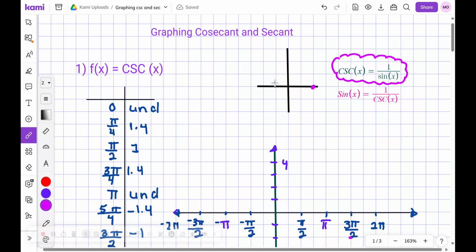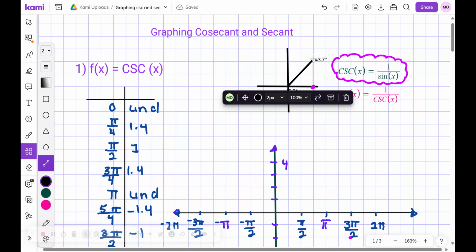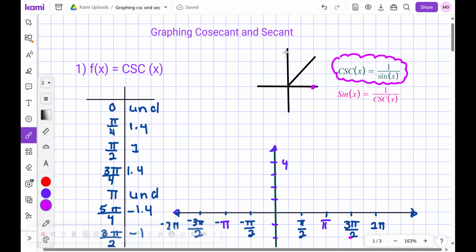So the next one will be 45. Then we do 90. Then we do the other 45. Then we do 180, then the other 45, then 270, and then the other 45. And we just care about sine. So this will be 1, 0, and this is my sine. This will be 0, 1, and this is my sine. We don't care about cosine right now. This is my negative 1, 0, and this is my sine. This is my 0, negative 1, and this is my sine.